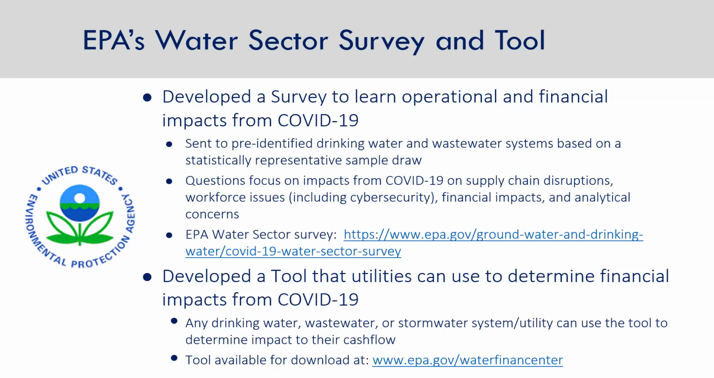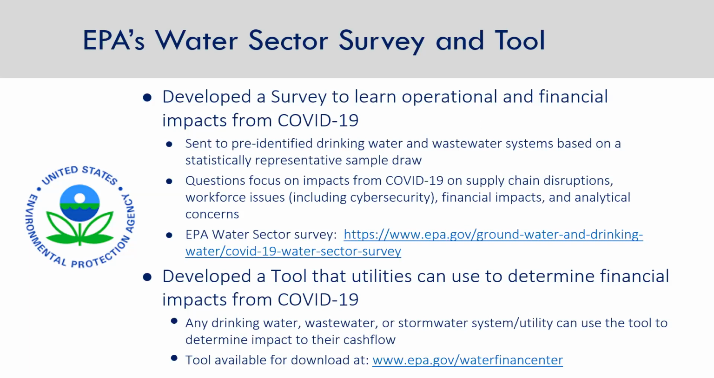As far as the questions, they fall into 4 main categories: supply chain disruptions, workforce issues, including a cybersecurity question, financial impacts, and sampling and analytical concerns. In each section, the questions will address utilities' experiences during 2 time periods. First, the beginning of the year through present day, and then the expectations for the remainder of the calendar year.